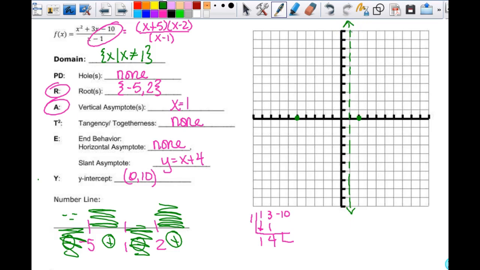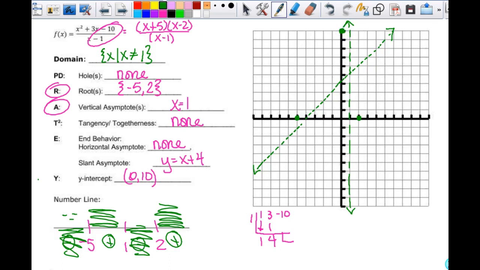And I have a slant asymptote at y equals x plus 4. So 1, 2, 3, 4. I can just go diagonally through my squares, like so. All right, so then I need my y-intercept. My y-intercept is at (0, 10). That has to be graphed as well. I need to decide if I need any more points.